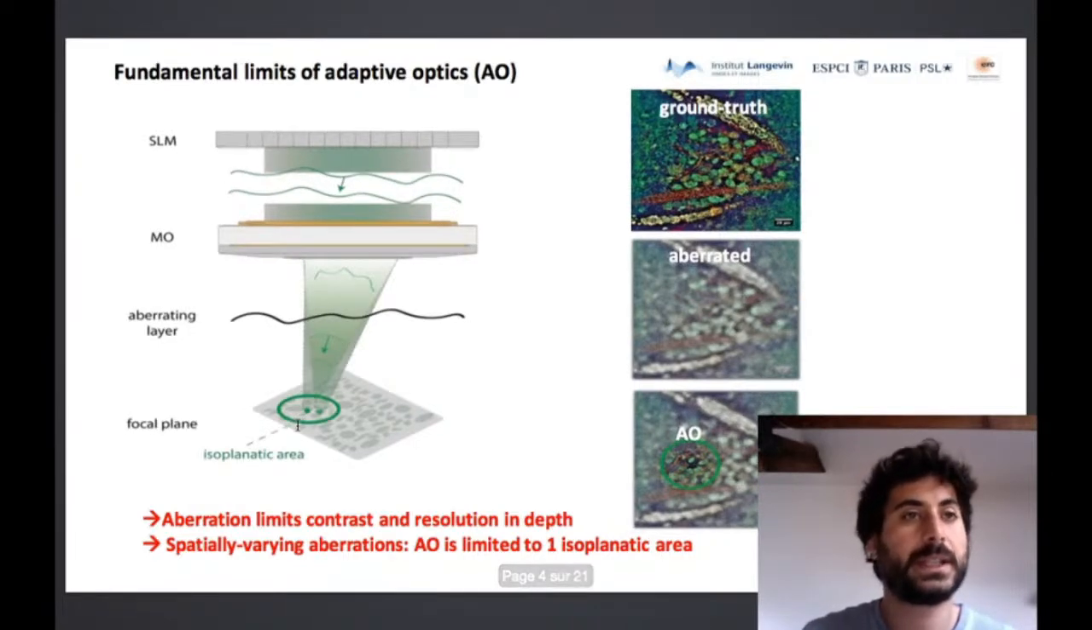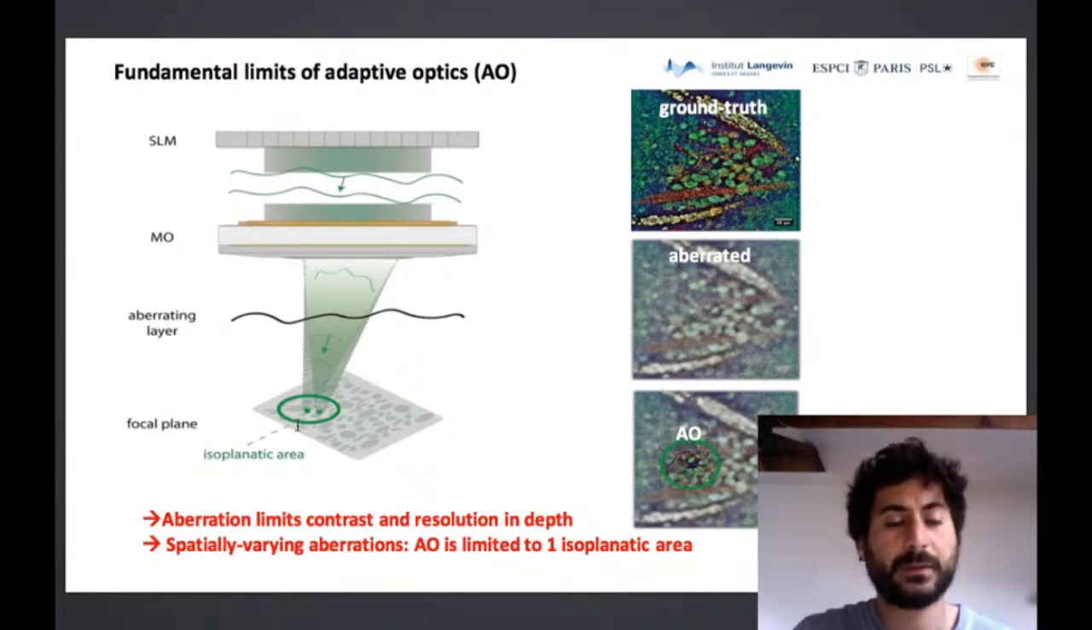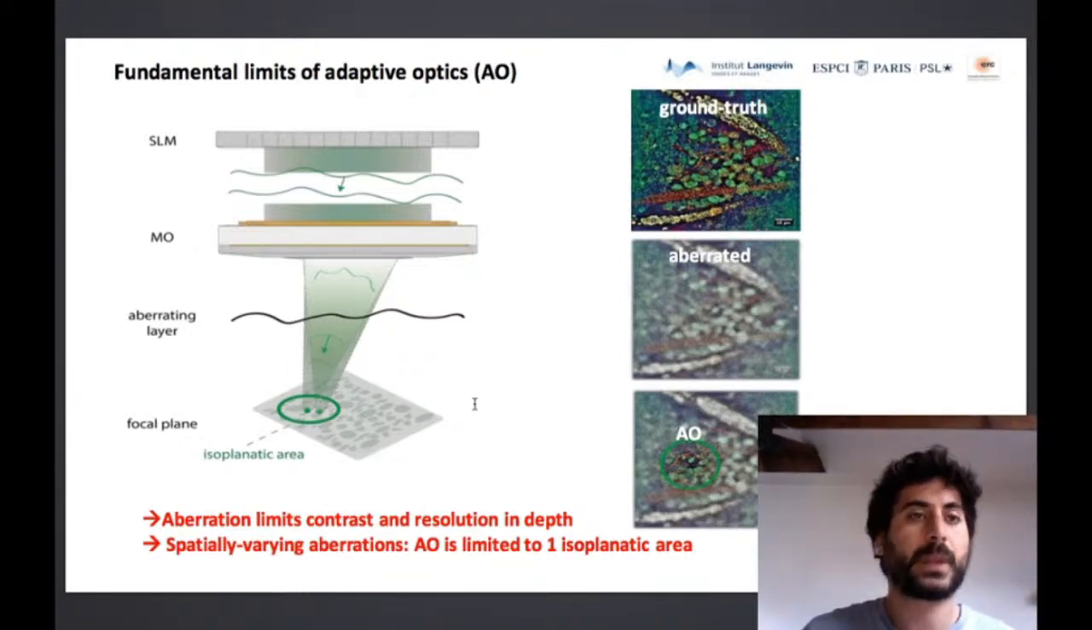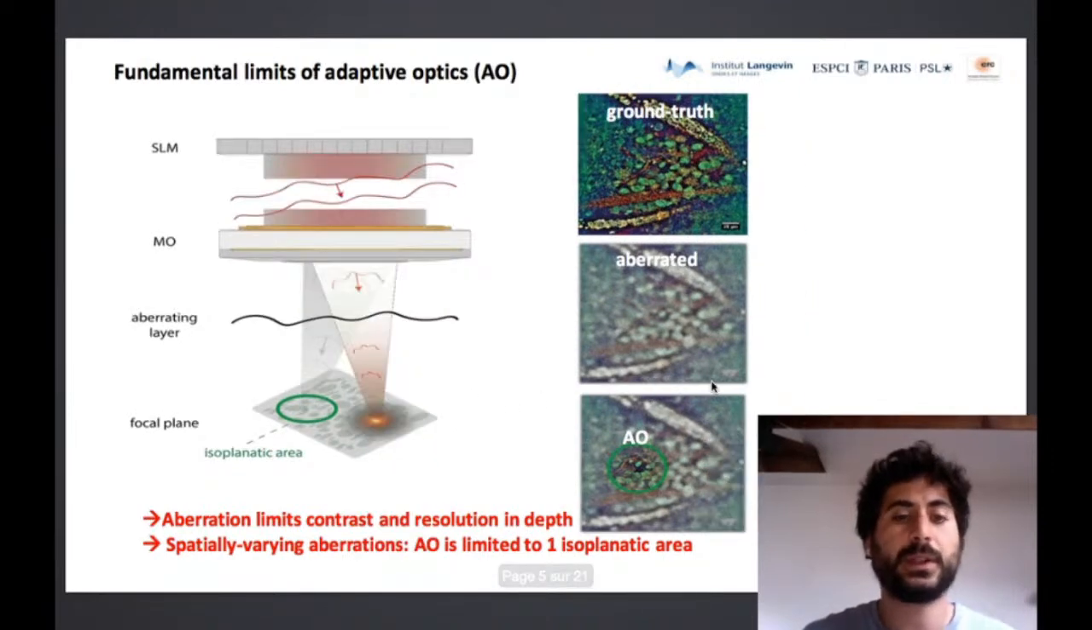This correction is valid for a limited area on the focal plane of the microscope objective. This area is called an isoplanatic area or an isoplanatic patch. This is exactly the part of the field of view that has seen the same aberration. Here on the figure it's circled in green. Now if you want to focus on another part of the field of view, the correction will not work anymore. This is one of the main limitations of adaptive optics.